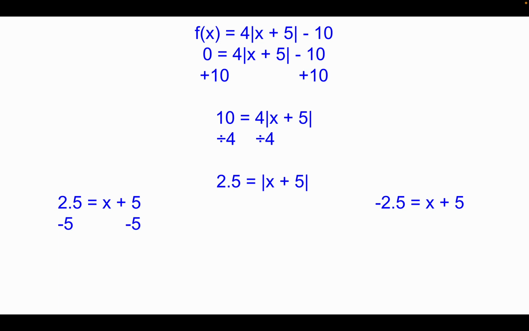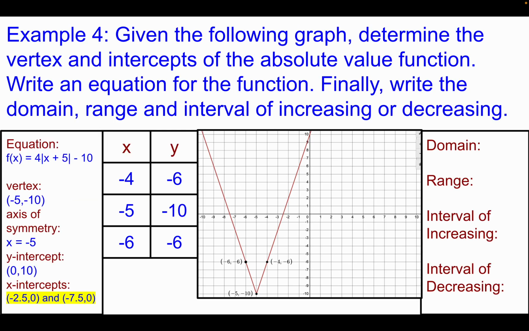Subtract 5 from both sides. We'll get -2.5 equals x. Subtract 5 from both sides. We'll get -7.5 equals x. So my x-intercepts will be at -2.5 and -7.5. And we can kind of eyeball that on the graph. That looks about right. That's about -2.5. That's about -7.5. Okay, domain will go from -infinity to infinity.